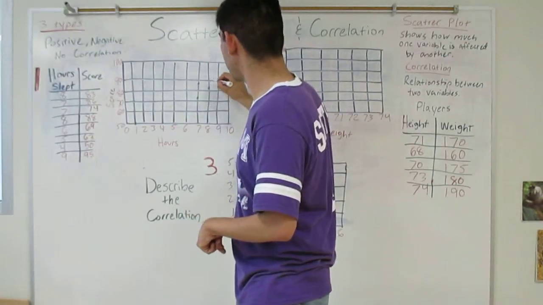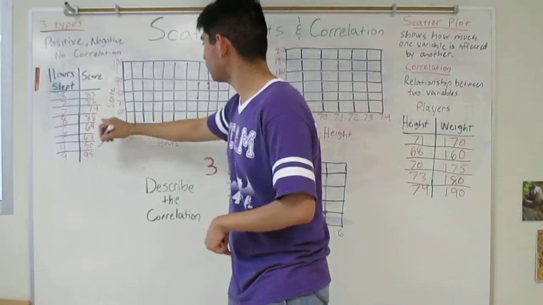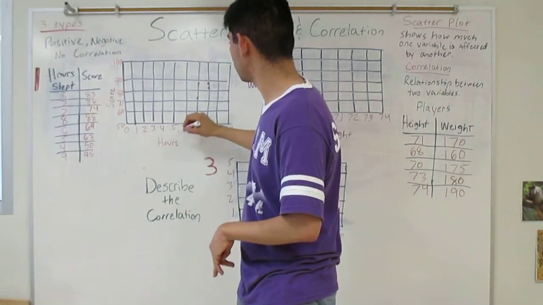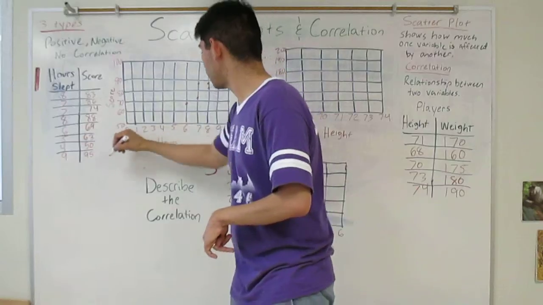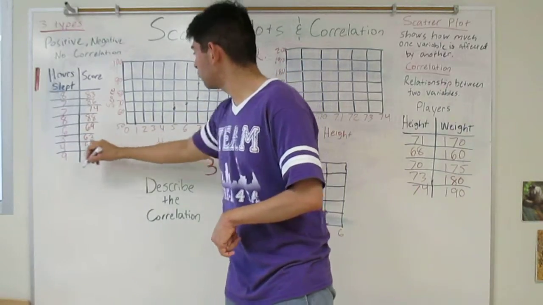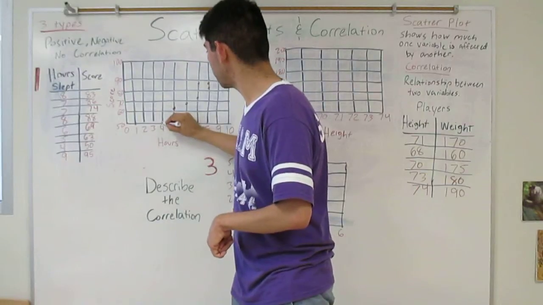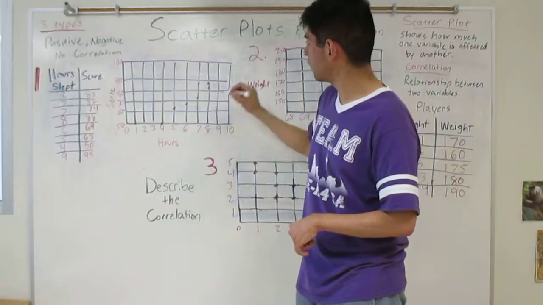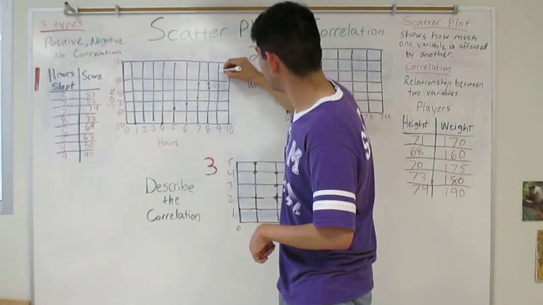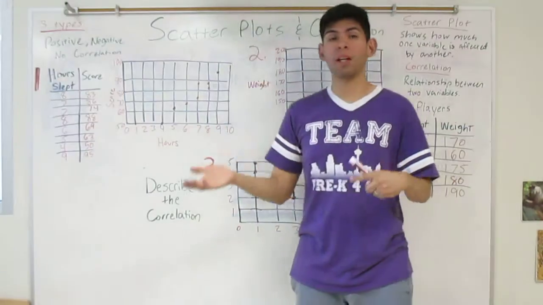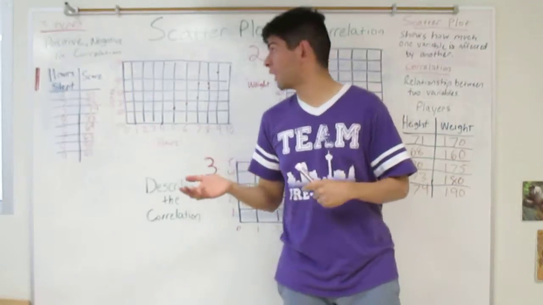8 hours, 88. 6 hours slept, 69, excuse me. 5 hours slept equals a test score of 63. 4 hours slept, 50. Goodness. 9 hours slept and a test score of 95. Somewhere around right here. Okay, once we have plotted our data points, we're going to find out our correlation.